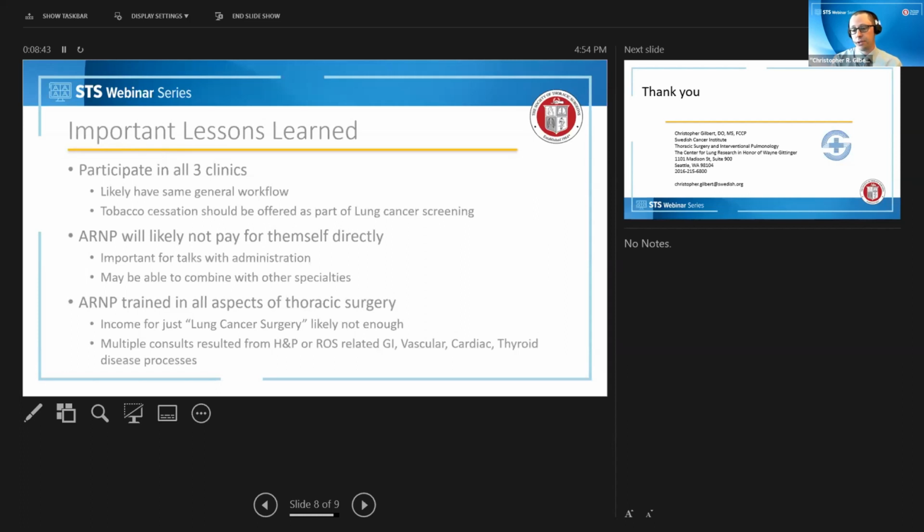Other ways to go around that would also be to maybe try to combine with other specialties to see if there can be some cost sharing in regards to ARMP salaries. And then the other thing that we found that was probably important for us was that the ARMP was trained in all aspects of thoracic surgery. So we don't think that just the lung cancer surgery will be enough to help support this, but rather the additional evaluations for other things, particularly foregut, which our surgeons do, both lung and foregut, were likely a big contributor to the bottom line in regards to revenue.